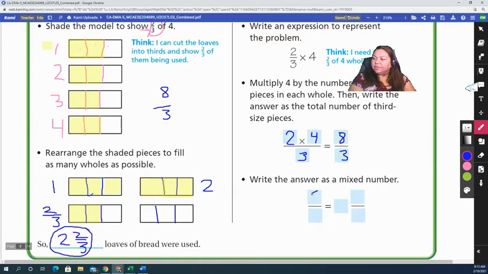So now we're going to write the answer as a mixed number. So basically, how many times does the 3 fit in the 8? That's like dividing 8 divided by 3. So how many times does the 3 go into the 8? 3, 6, 9. So I say 2 times. 2 times 3 is 6. Then I subtract. That's 2. So that's 2 and 2/3.